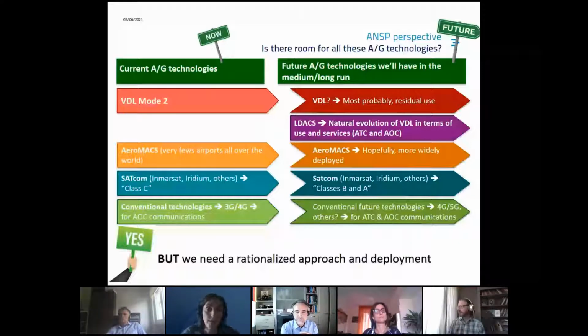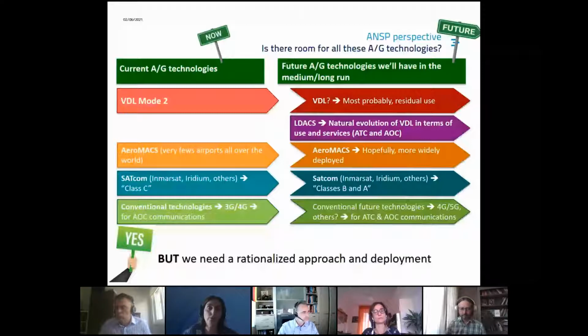It will provide more capacity. We are talking of 50 times the capacity provided by VDL Mode 2. We will have, hopefully, Aeromax more widely deployed and used for ATC communications. We will count on SATCOM Class A and Class B. And there will also be the possibility to use commercial technologies, 4G, 5G, even 6G, for these safety critical communications. This is something that is already studied within SESAR in Project 14 Solution 61, where they are analyzing the possibility of using these commercial technologies.